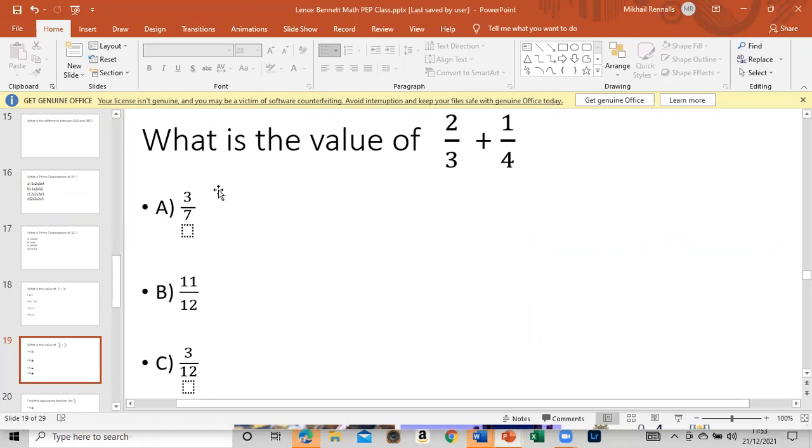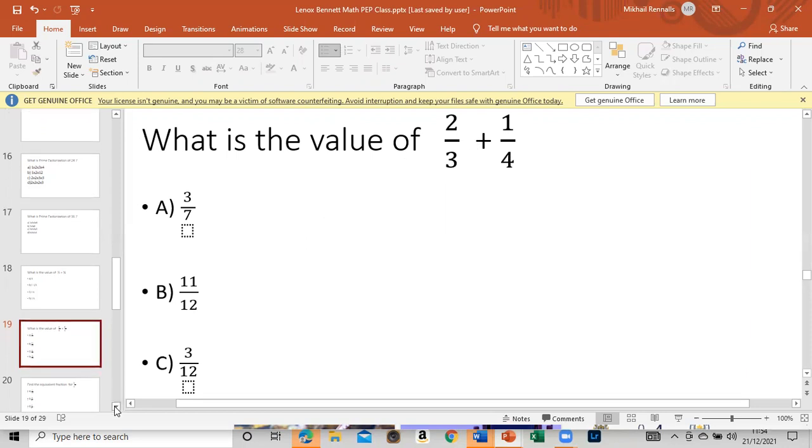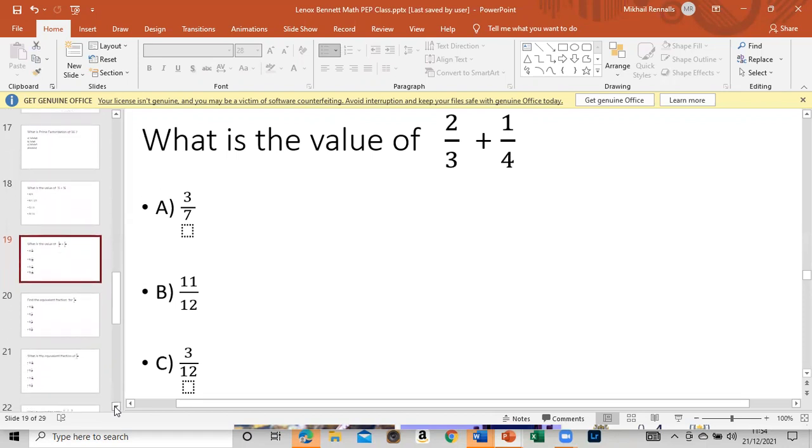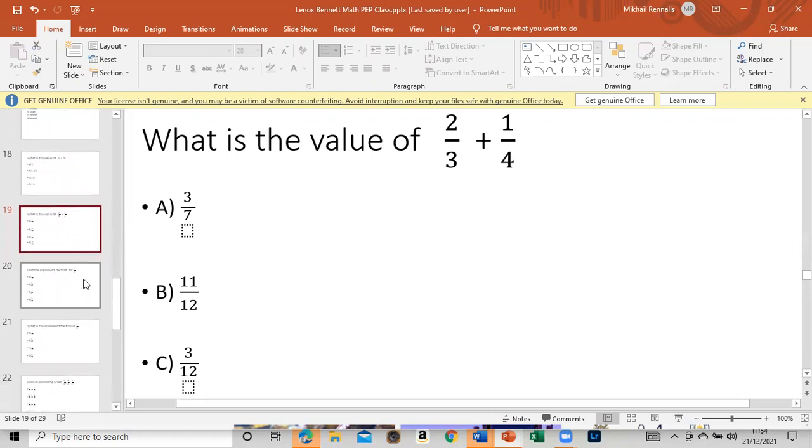The person that says 7, I know exactly what you did. They said 2 plus 1 is 3, and 3 plus 4 is 7. But that's not how it works when we add and subtract fractions. We must bring them to a common denominator. So I'm going to be reviewing that topic. You guys struggle a bit on fractions, and some of you joined class late still. I'm going to review it, all right?